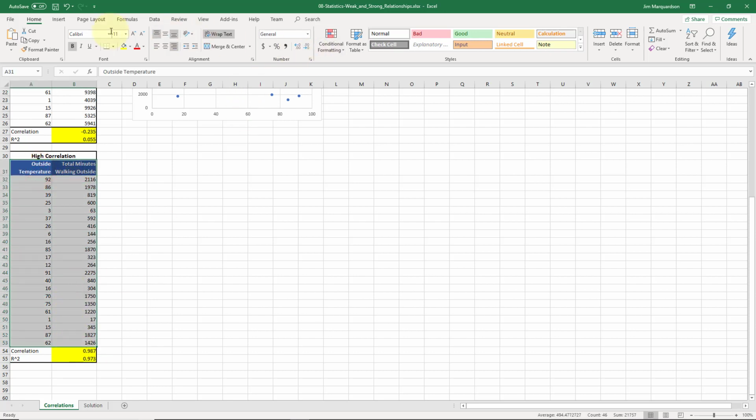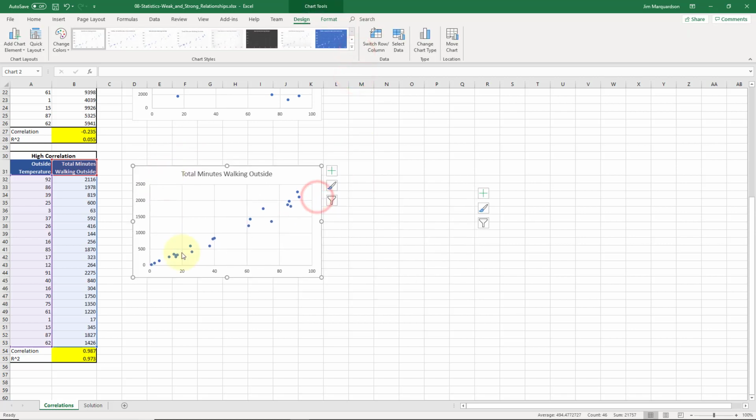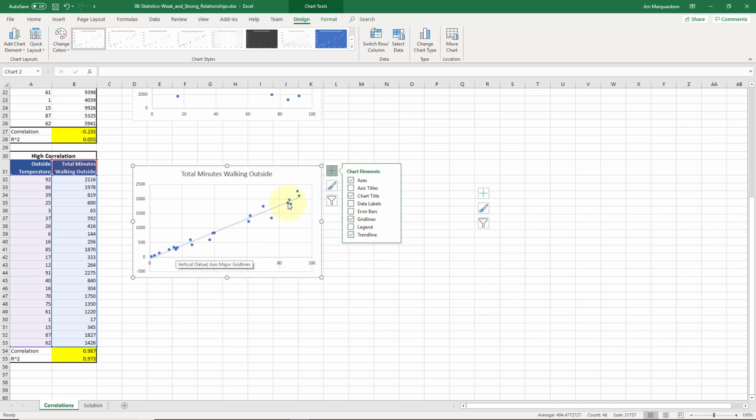So let's create a scatter plot. Select my data, insert a scatter plot. Okay, we can see, just eyeballing this data, it looks pretty highly related. So we add a trend line. That line seems to fit the data pretty well. So that's good. That's what we like to see if we're looking for a relationship between two variables.